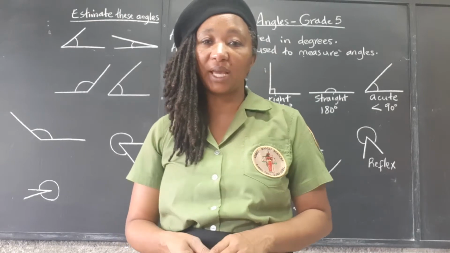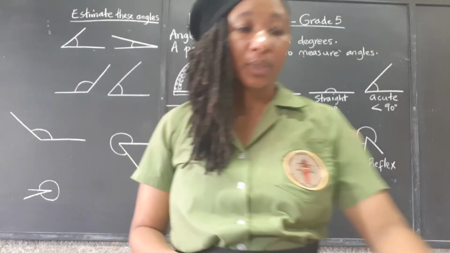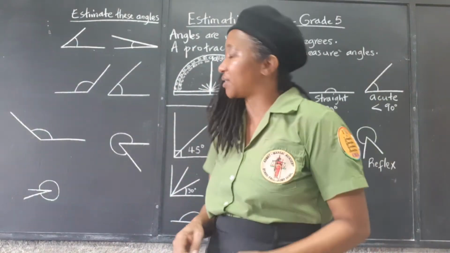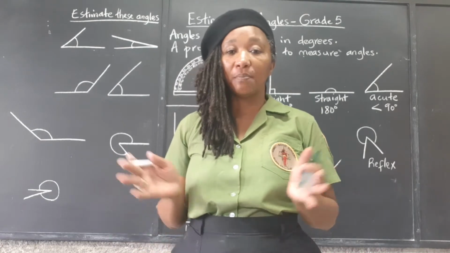This morning we're looking at angles. We're going to be estimating angles. Alright, so an angle is formed where two line segments or two lines meet each other.